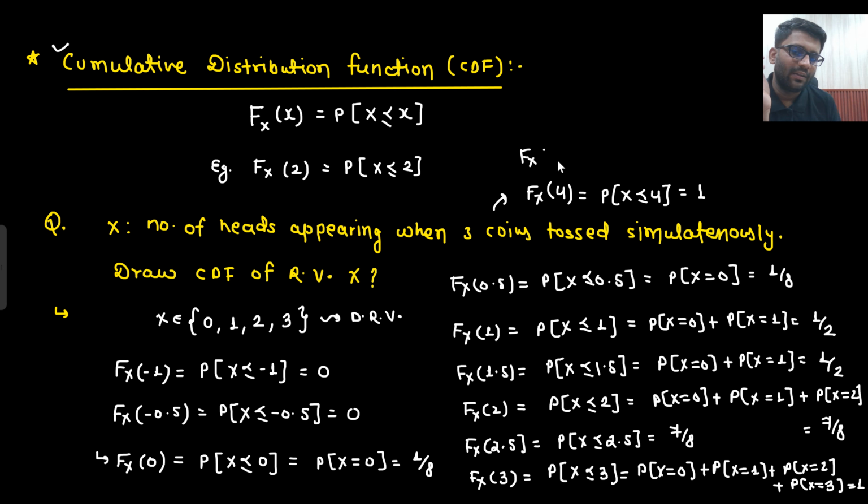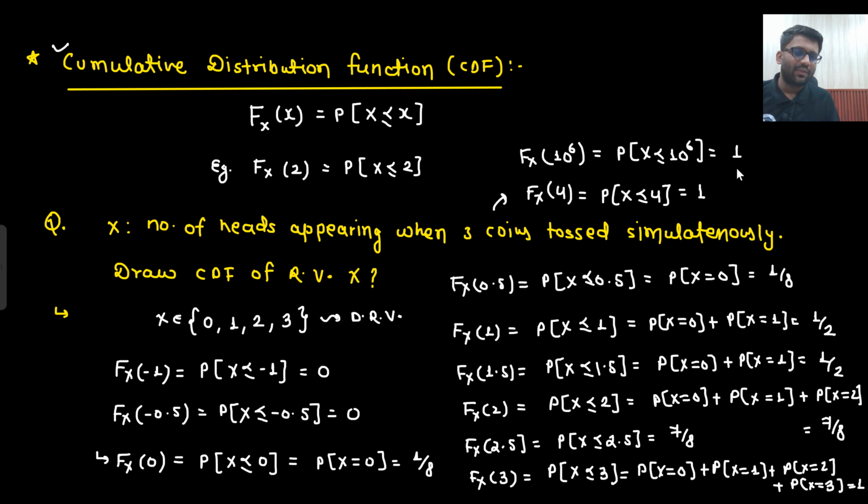Fx of 10 to the power 6, probability of random variable X taking value lesser than equals to 10 to the power 6. What would that be? 0 is lesser than 10 to the power 6, 1 is lesser than 10 to the power 6, 2 is lesser than 10 to the power 6 and 3 is lesser than 10 to the power 6. That means it will always be 1.